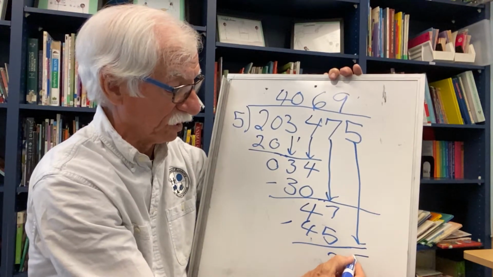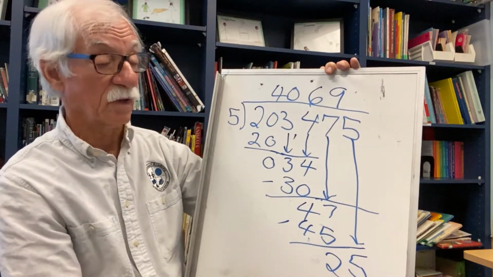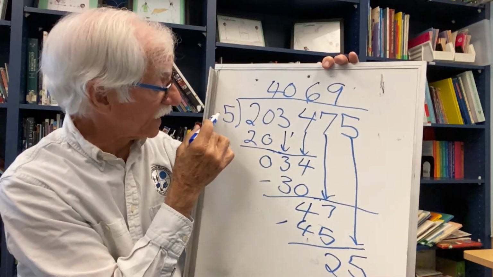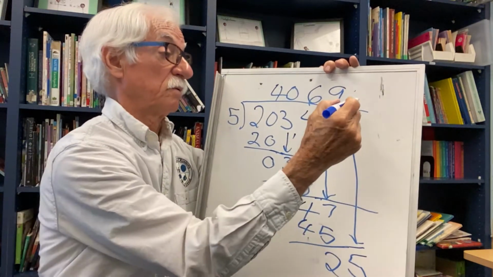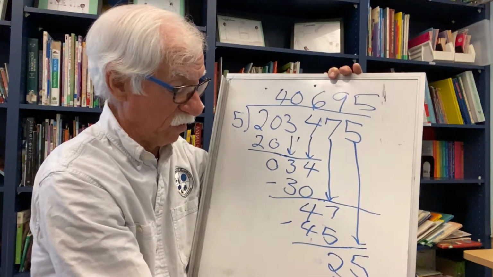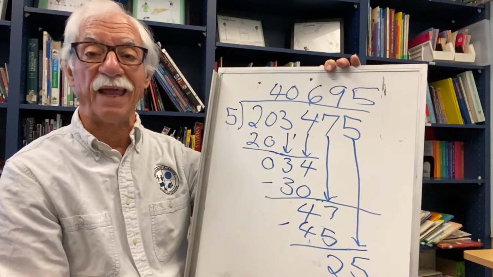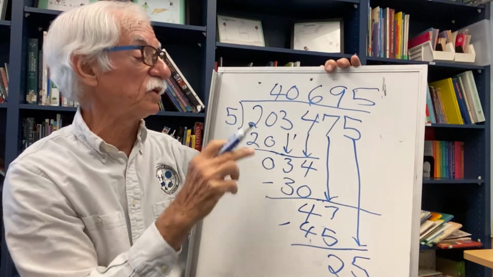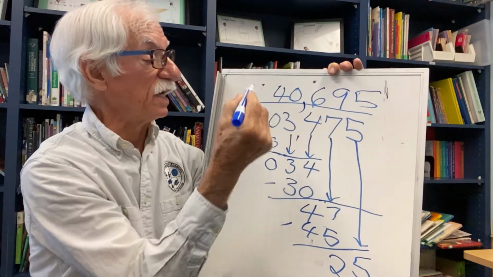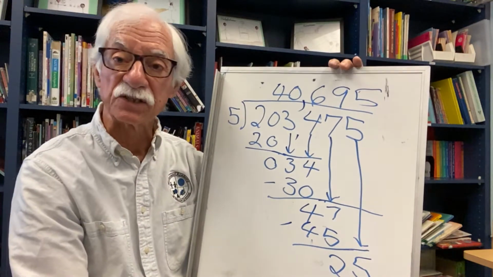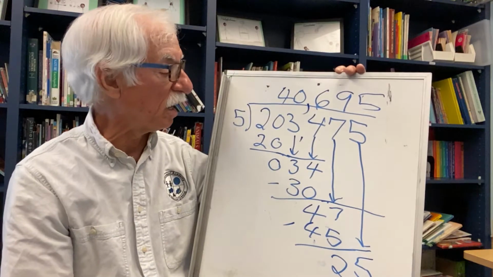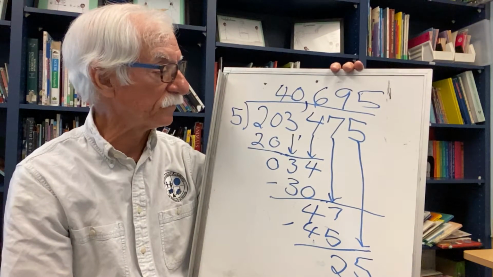I finally got to the units, and guess what? I've still got 25 bulbs to put in the bags. All right? So now I say, how many groups of 5 are there in 25? Well, I know that math. 5 times 5 is 25. And you know what? I have evenly put 203,475 bulbs into net bags, and I'm going to need 40,695 net bags. So this is the whole crop of the Caladium flowers from Florida in a year.